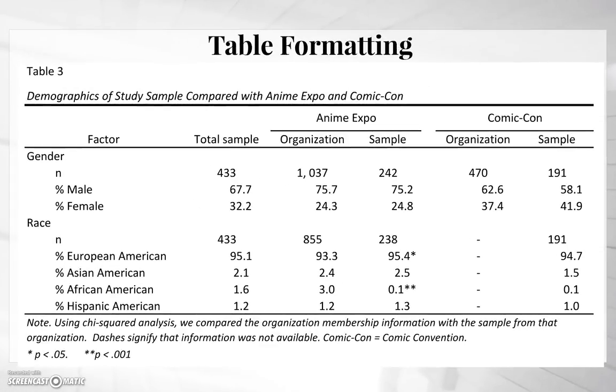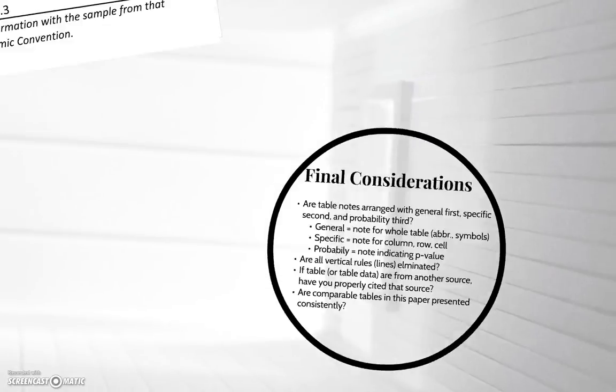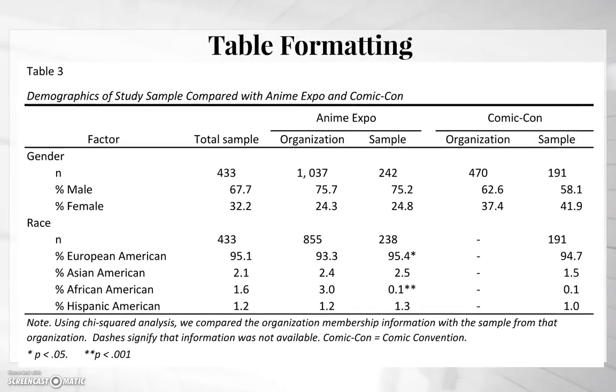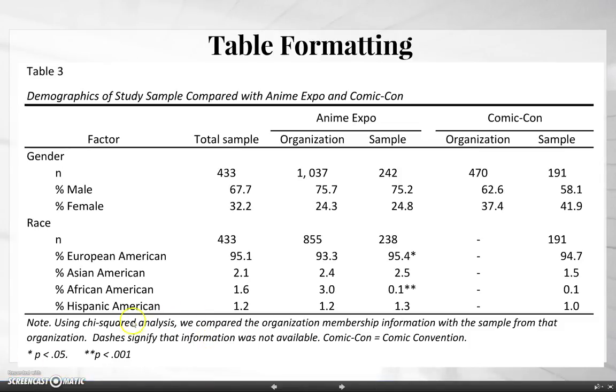You can see here that the table is fairly easy to read and is single spaced throughout. Notice that the use of the dash, along with both p levels, have been clarified by the table note directly beneath the table. So right here, the use of the dash is explained, along with the p-values.